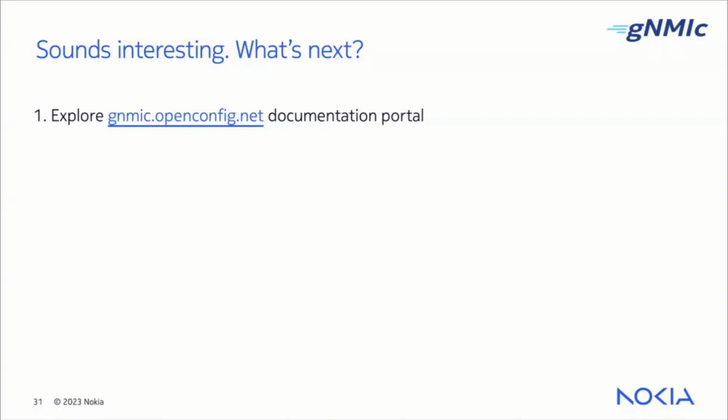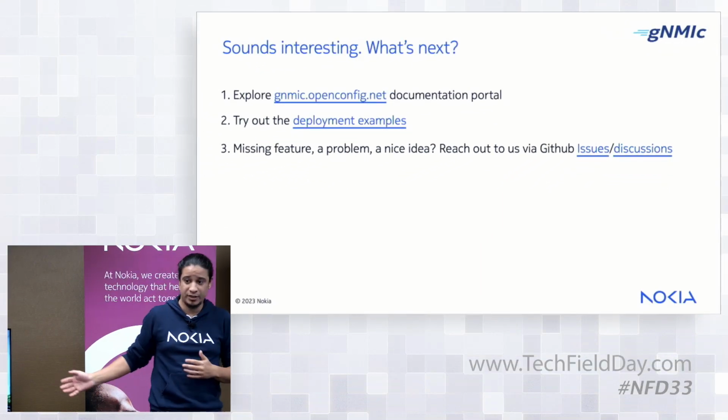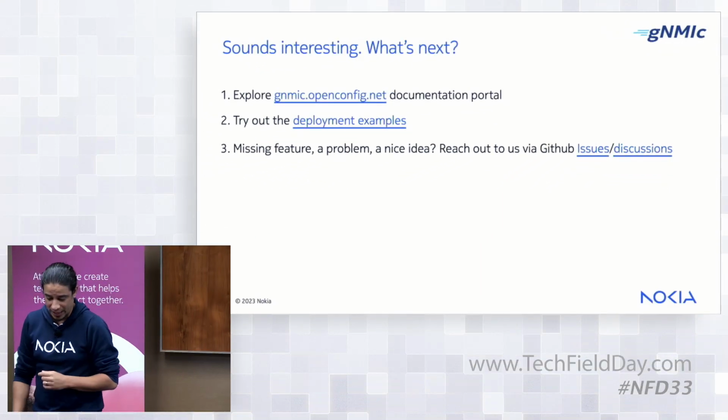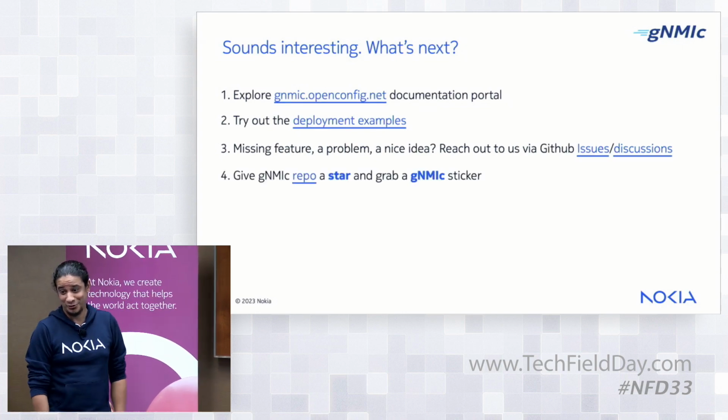So if you liked it and it looks interesting, go to the documentation webpage, gNMIc.openconfig.net. There are deployment examples over there, configuration file examples, and short guidelines on how to connect to different routers. And if you have an idea, you see a feature, or something is broken, open an issue on the GitHub repo. We will answer. And give the repo a star and grab a gNMIc sticker from over there.